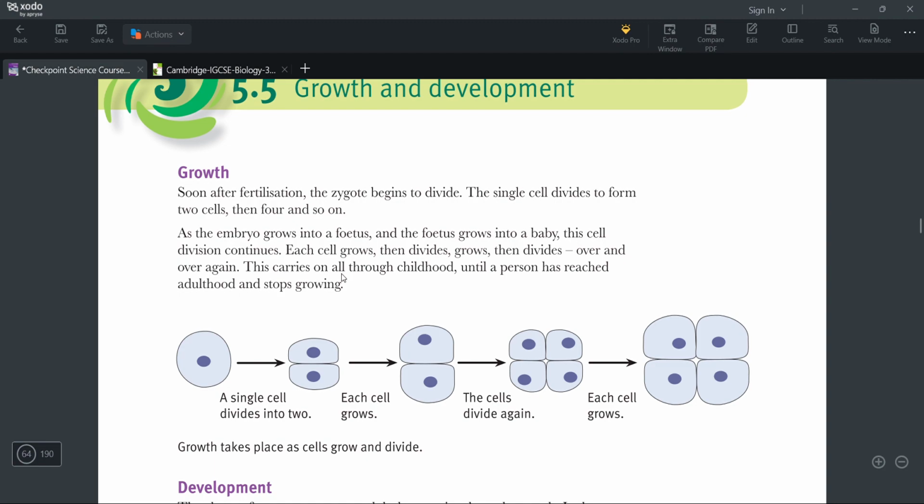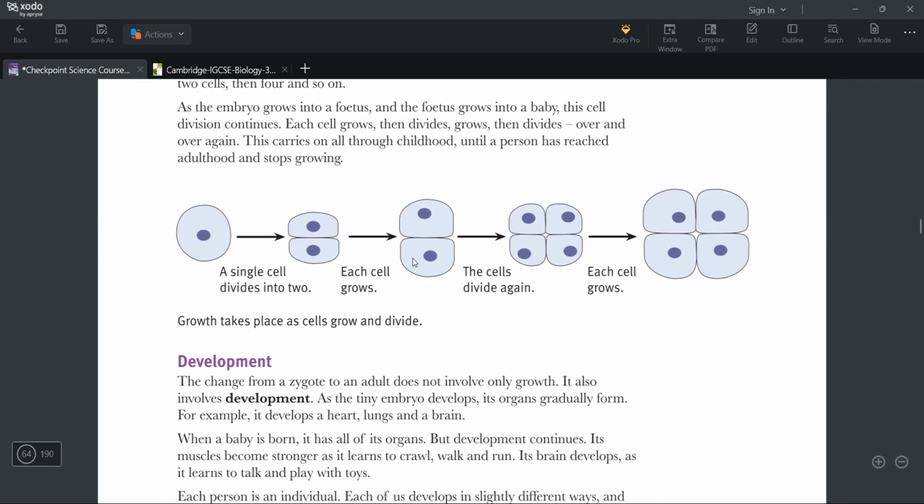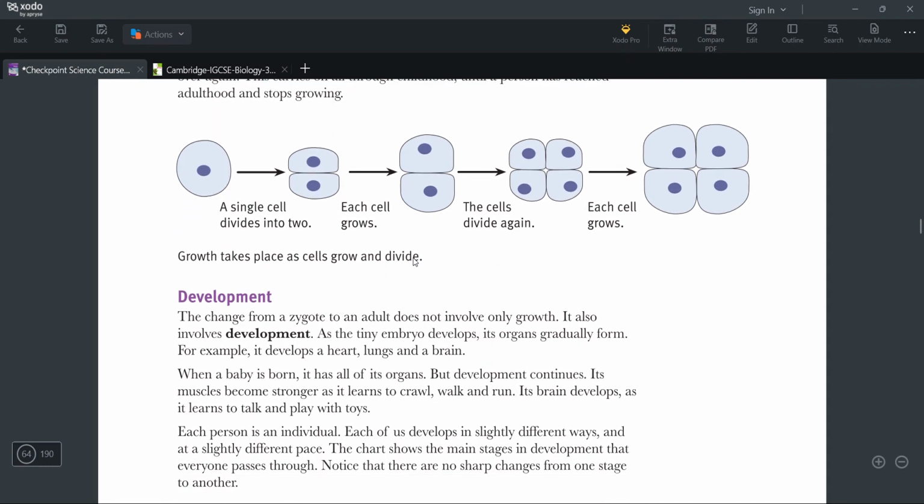This carries on all through childhood until a person reaches adulthood and they stop growing. It doesn't mean that the cells aren't replaced, but you're not actively getting larger. You're just now sort of replacing the cells that you lose every day. So yeah, it's just exponential growth. So 1 cell becomes 2, and then 2 cells each divide into another 2, which gives you 4, and so on and so on.